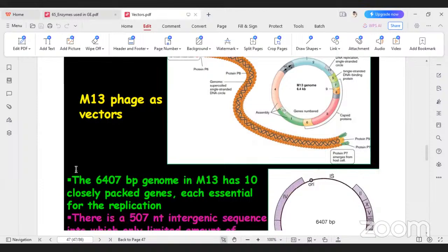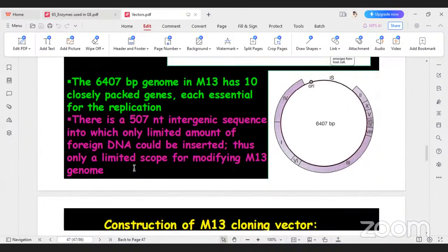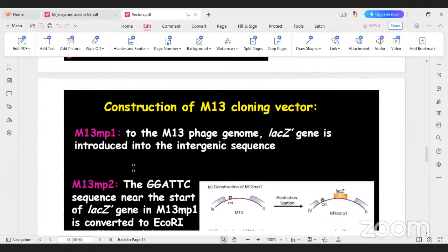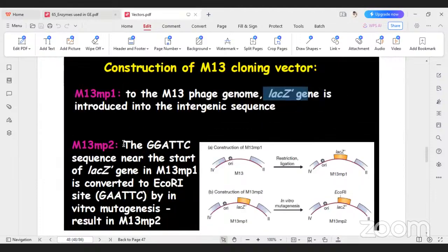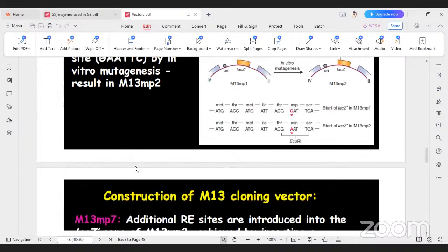And this is the 6,400 base genome of M13, which carries genes essential for replication. The M13 phage genome has the lacZ gene, already discussed. The lacZ gene is introduced into the intergenic sequence near the start, here given diagrammatically.